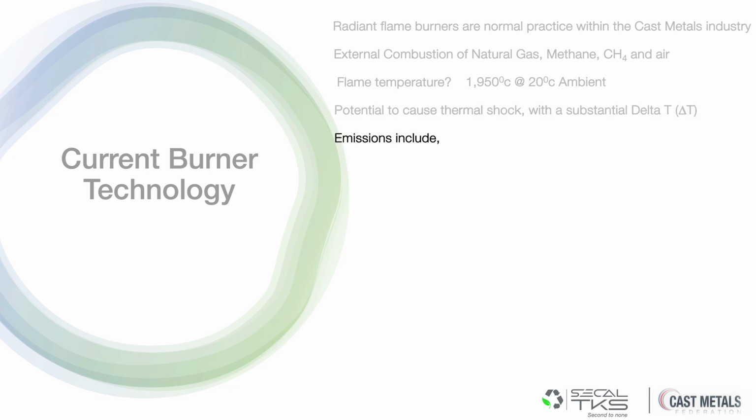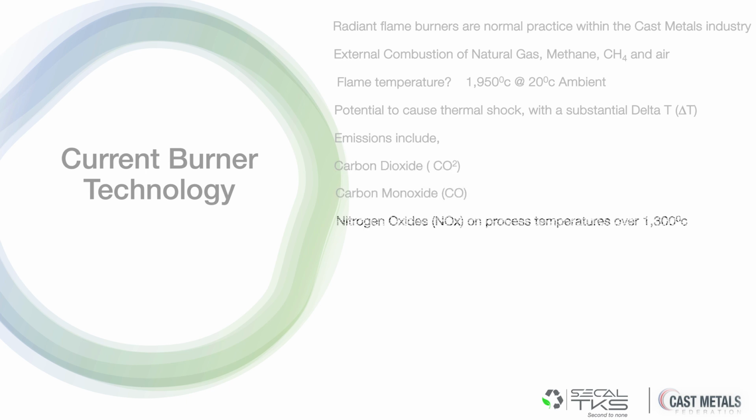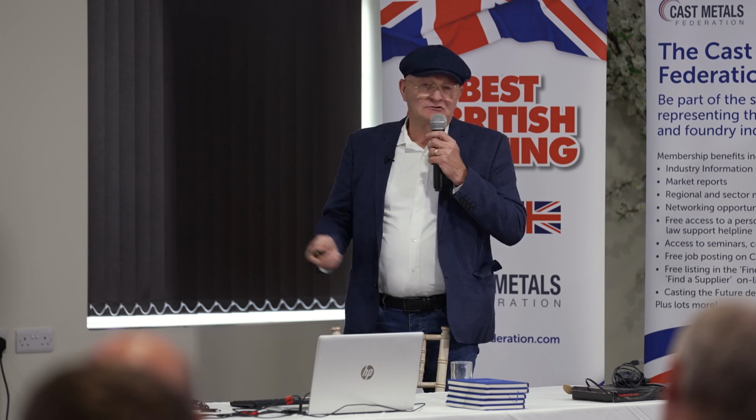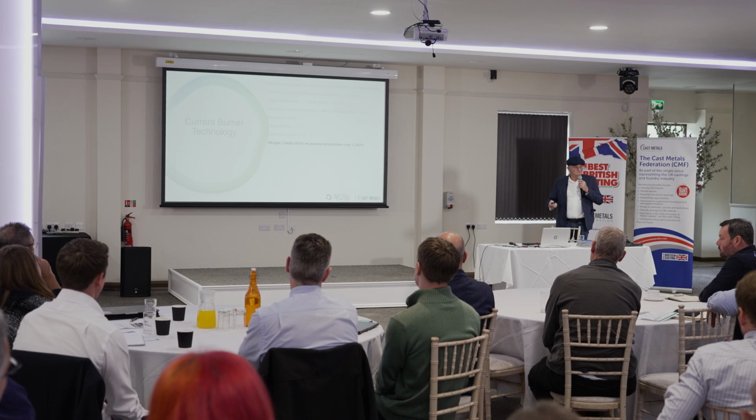We look at the emissions from that, obviously carbon dioxide, CO2. We've got carbon monoxide, CO. We've also got nitrogen oxide in various levels starting from about 1300 degrees C. So if you're running with a flame at 1950, as soon as you switch it on, you've got thermal NOx. There are lower NOx burners out there that are reducing that, and the other emission is obviously H2O, because we are burning hydrogen in the CH4.